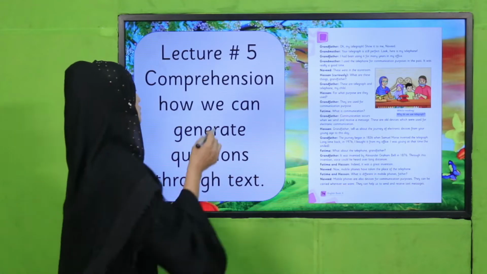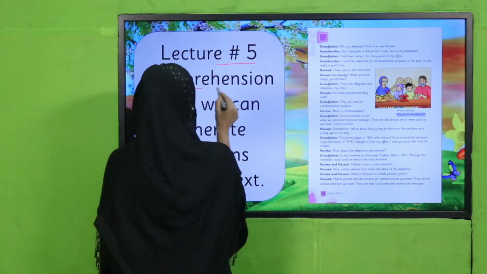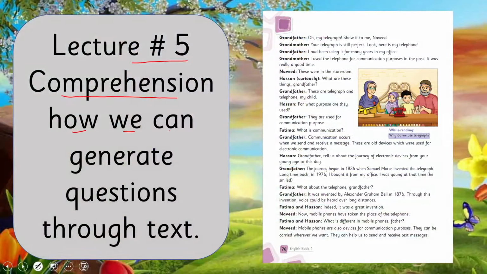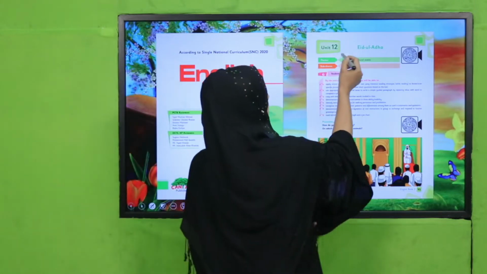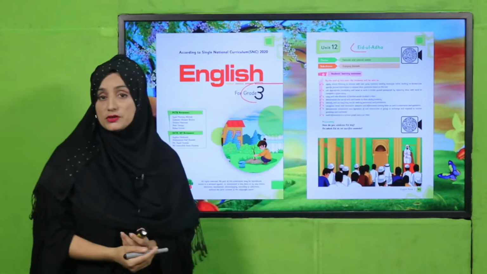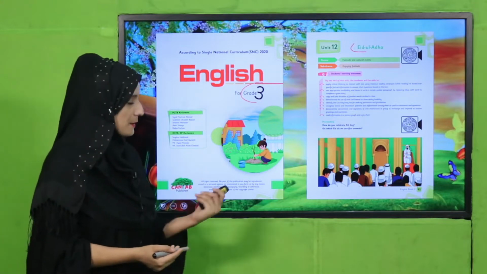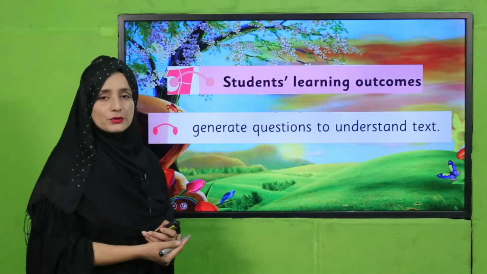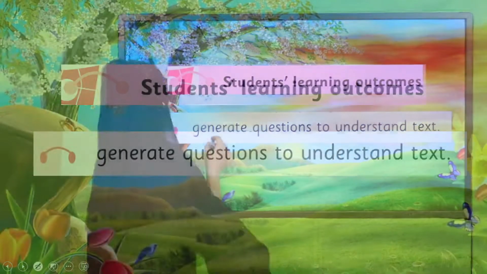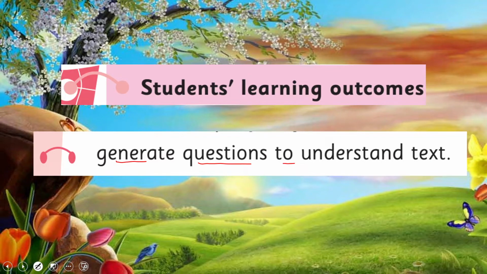Our today's lecture, lecture 5, under the title of Comprehension, we will learn how we can generate questions through text. So we will complete our remaining chapter. Before, in English for grade 3, we have already learned about Eid al-Azha and how we can generate questions. I hope you remember it. If you do not, you can watch this video lecture again. Our today's students' learning outcome is to generate questions to understand text.